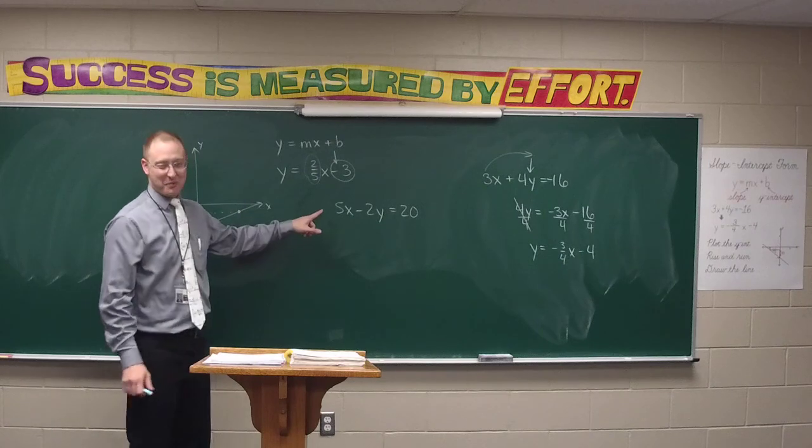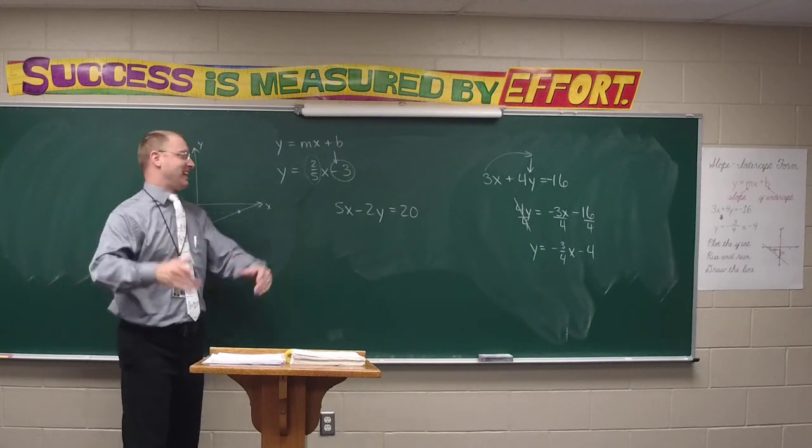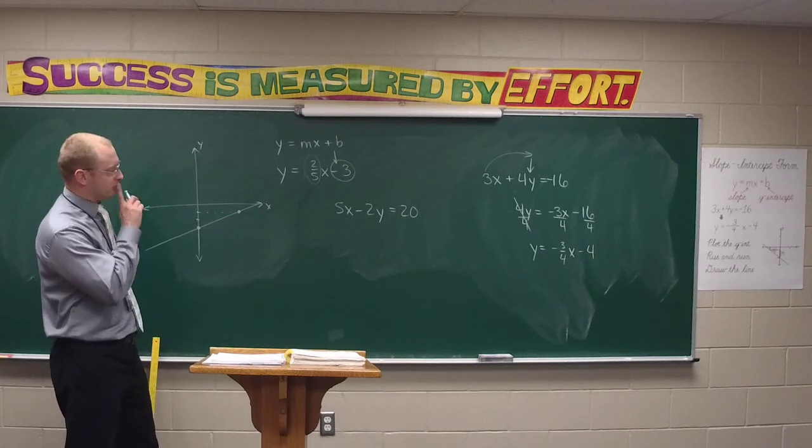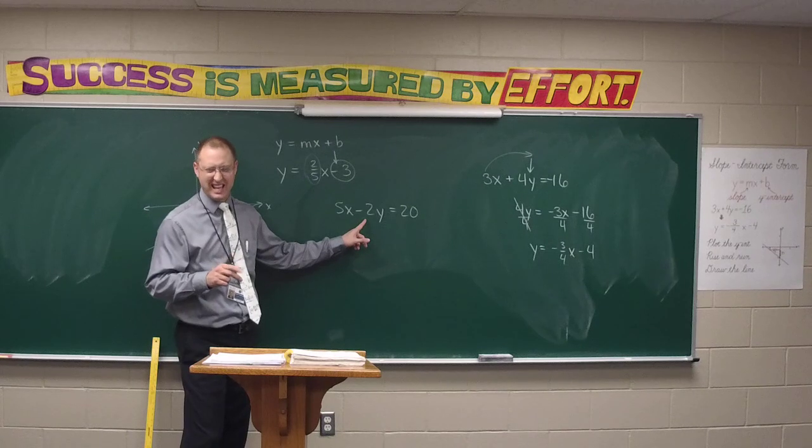We're going to put it in the slope-intercept form, which means getting the y by itself. So the first thing, now notice, class, it's a -2y, isn't it? I hate negatives.